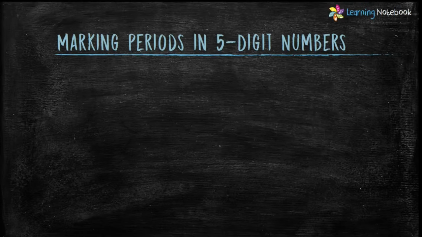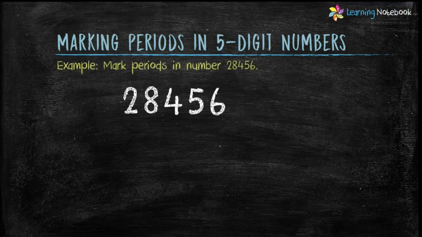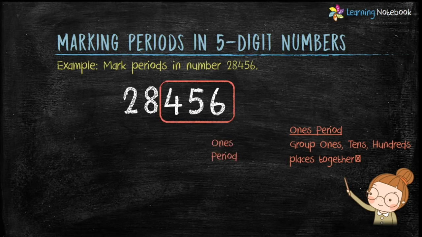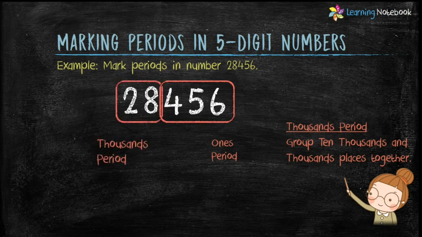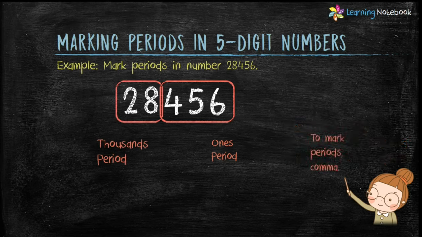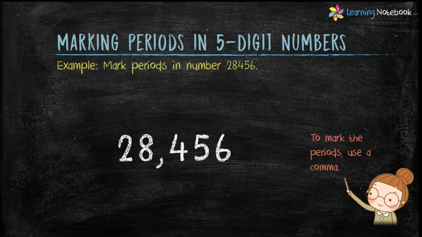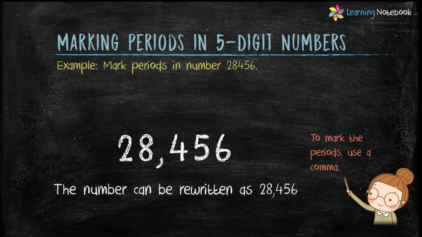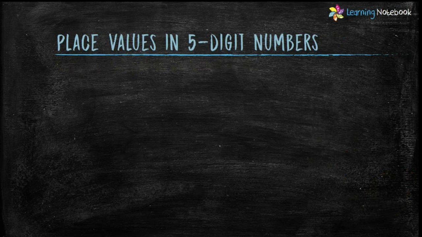Students, let's learn how to mark periods in 5 digit numbers. It is very simple to mark periods on the number, and it is used to easily read big numbers. Here we have an example to mark periods in the number 28456. The first period is the 1's period, which is the group of 1's, 10's and 100's places. The second period is the 1000's period, which is the group of 1000's and 10,000's places. To mark the periods, we use a comma in between the 1's and 1000's periods. So in this example 28456, we will use a comma between the 1000's period and the 1's period. Thus this number can be rewritten as 28,456.